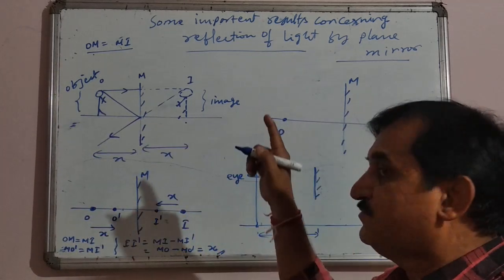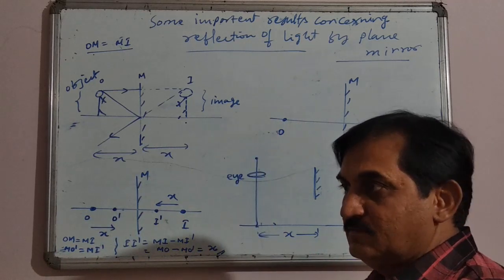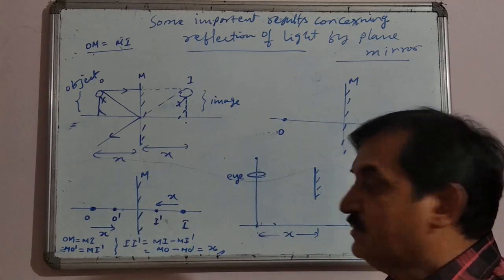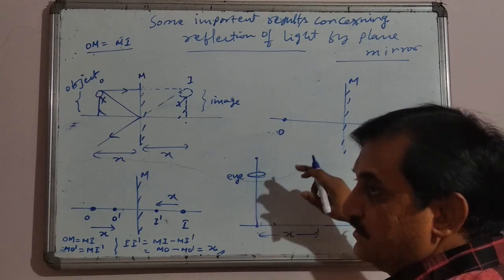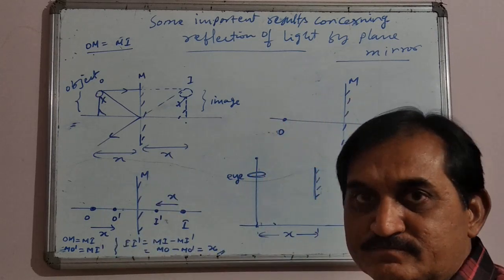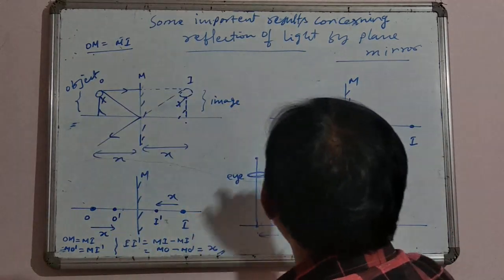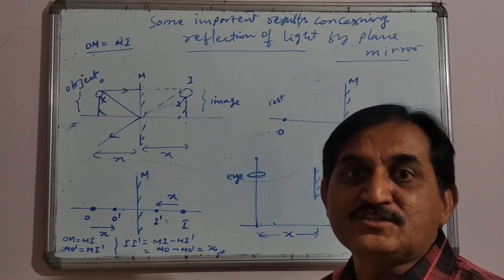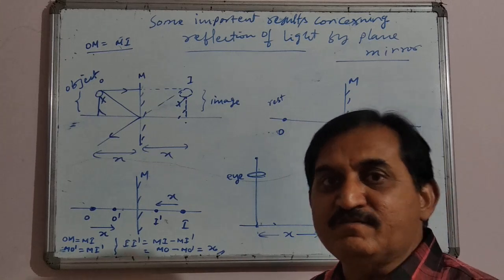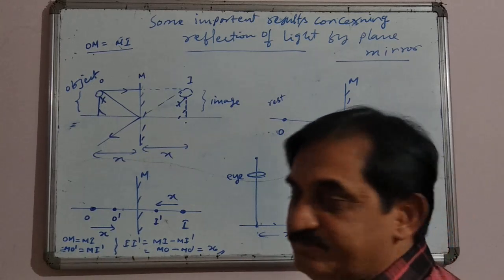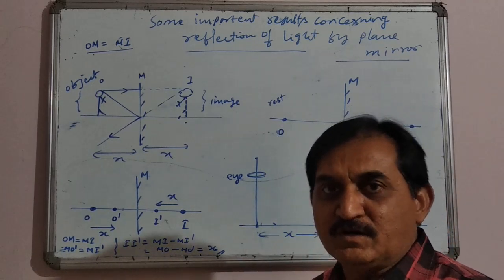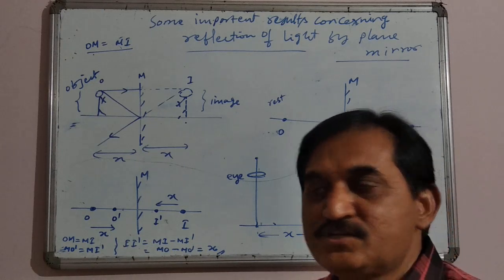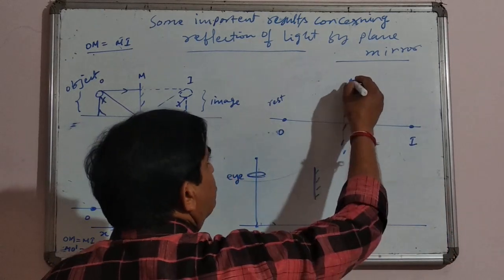Suppose instead of the object, we consider that the plane mirror is shifting. The object is stationary, at rest. The plane mirror is shifting towards or away from the stationary object. Then what about the shifting of the image? Let us see. This is the plane mirror.